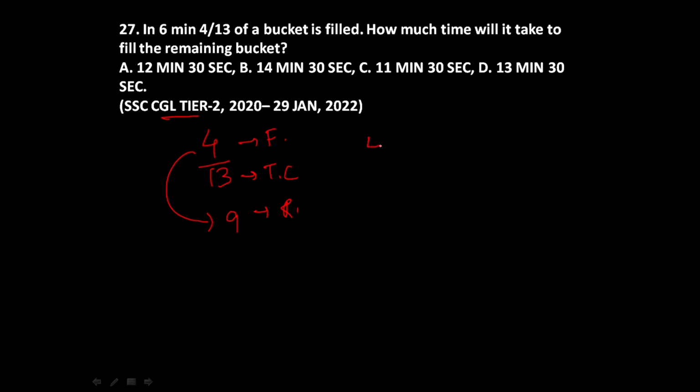So 4 part was filled in 6 minutes. 1 will be in 6 by 4, whereas 9 will be filled in 6 into 9 by 4. So it is 13.5, 13 and a half. So 13 minutes 30 seconds will be the answer. Clear? Moving to the next one.